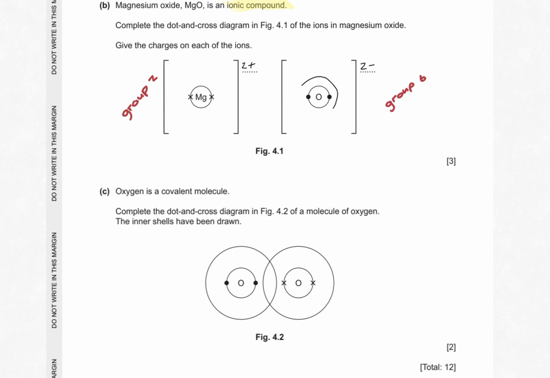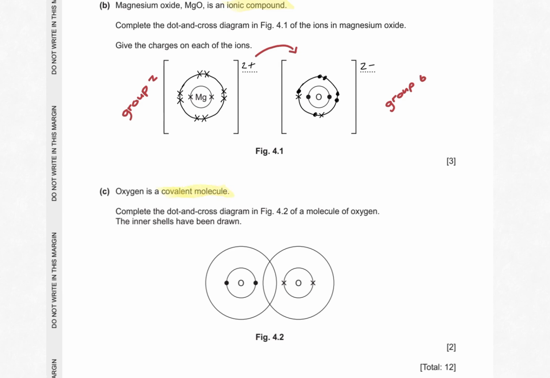Now my second shell of electrons for oxygen would have 6 dots, as oxygen has 6 electrons in its outer shell, but then I would also add 2 crosses from the magnesium, giving 2 electrons to oxygen. Now magnesium will have a full outer shell of electrons, so 8 electrons. That is because the 2 electrons that it donated to oxygen would have been in the third shell that fell away. Now question C says oxygen is a covalent molecule.